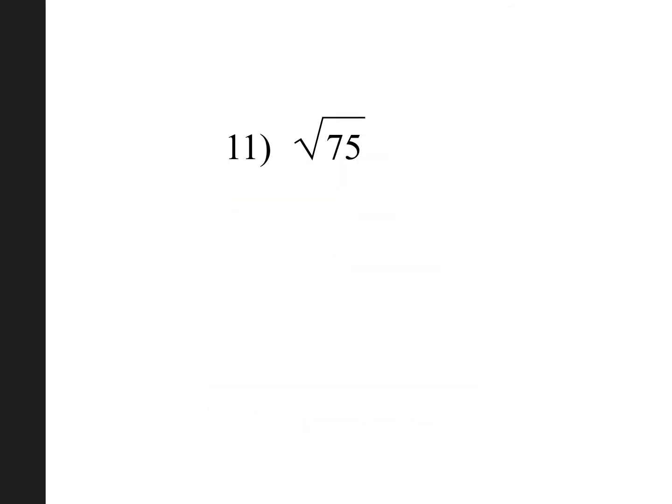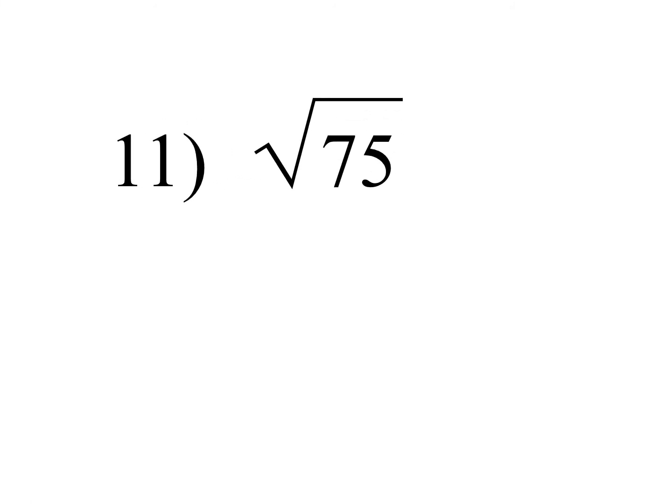Awesome. So 11, people are kind of confused because they're like, what do we do when there's no negative? You do the same thing, you're just not taking out an i here. So what are factors of 75? 15 and 5, or 25 and 3. It doesn't matter which factors you use, just as long as they're the right ones, you'll end up with the same answer. So what are 2 factors of 15?